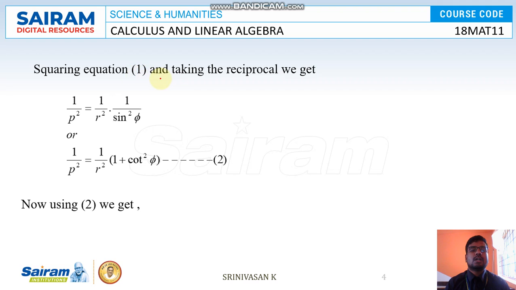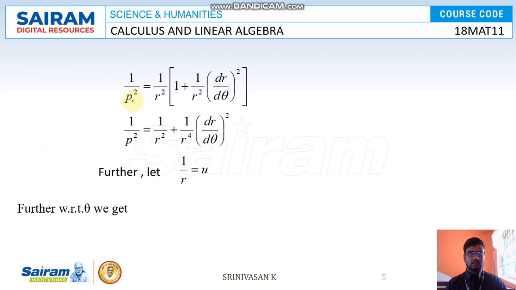Squaring equation 1 and taking the reciprocal, we get 1 divided by p square equals 1 divided by r square into 1 divided by sin square psi, or 1 divided by p square equals 1 divided by r square into 1 plus cot square psi. This is equation 2. Now using equation 2, 1 divided by p square equals 1 divided by r square into 1 plus 1 divided by r square into dr by d theta the whole square. So that is 1 divided by p square equals 1 divided by r square plus 1 divided by r power 4 into dr by d theta the whole square.